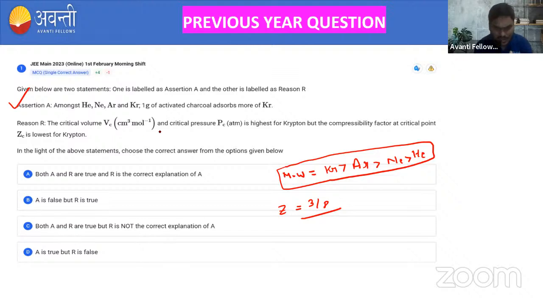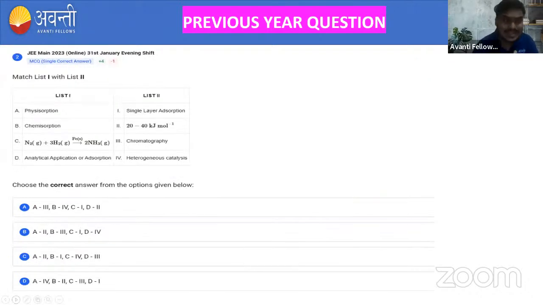But this is wrong, right? Compressibility factor at the critical point Zc is lowest for krypton. So we know that Z is equal to 3 by 8. So this point is absolutely wrong. So assertion A is true, but R is false. So which option is correct? That is option number C.